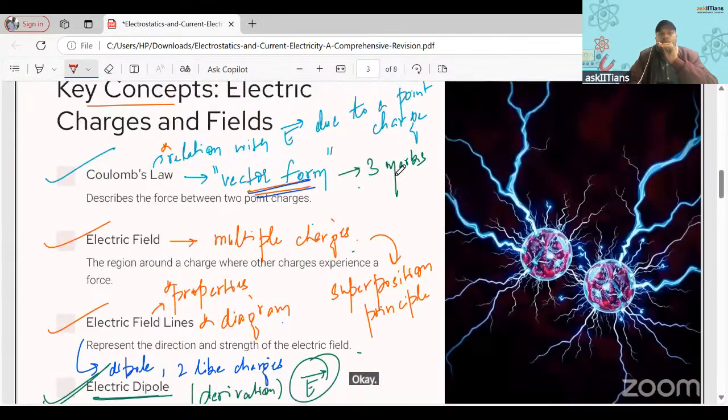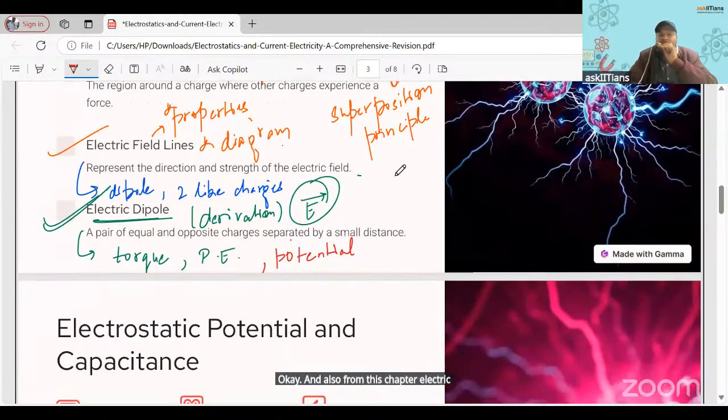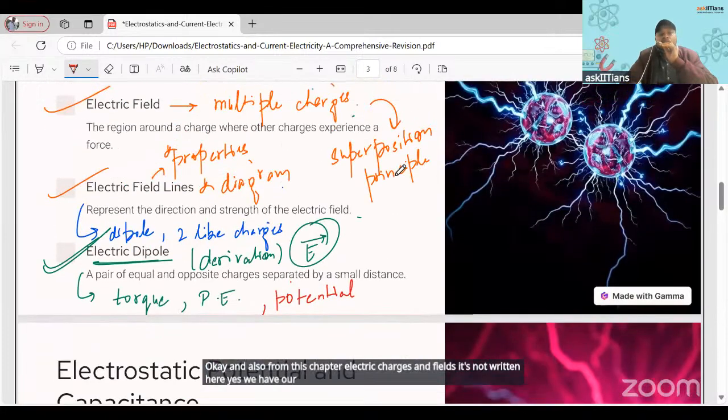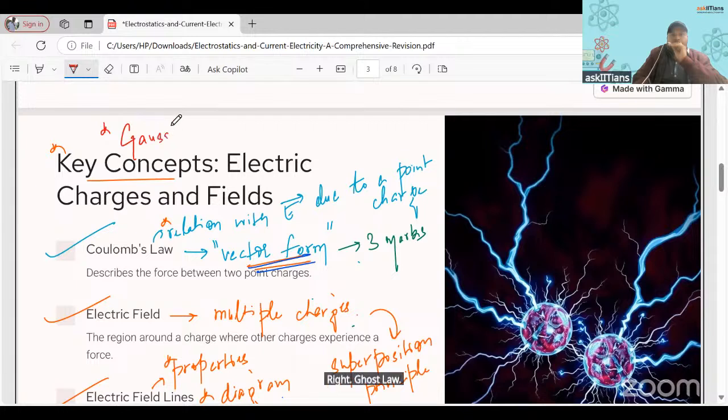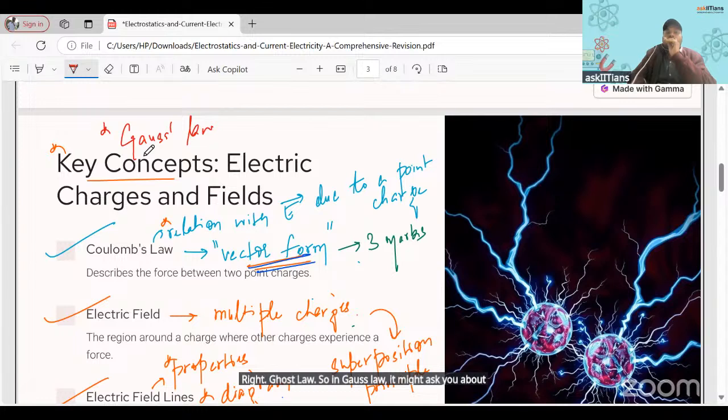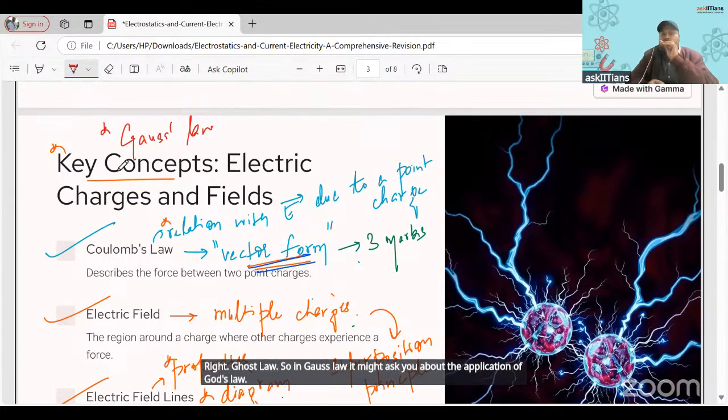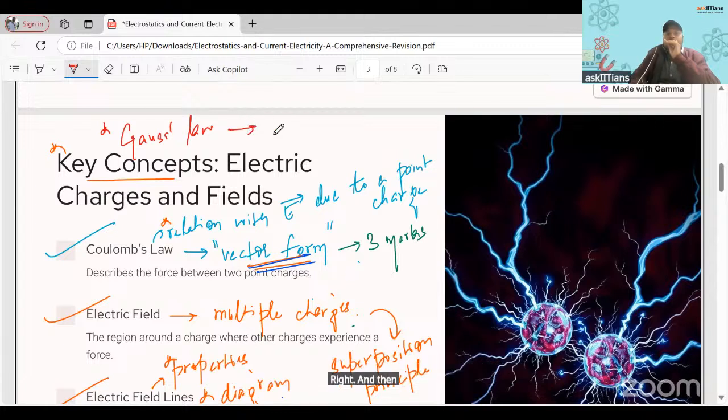Also from this chapter, electric charges and fields, it's not written here, but we have a very important topic known as Gauss law. In Gauss law, it might ask you about the application of Gauss law. It can ask you the definition from the theoretical point of view, and then the application part of it. In applications, you will have the field due to a point charge.